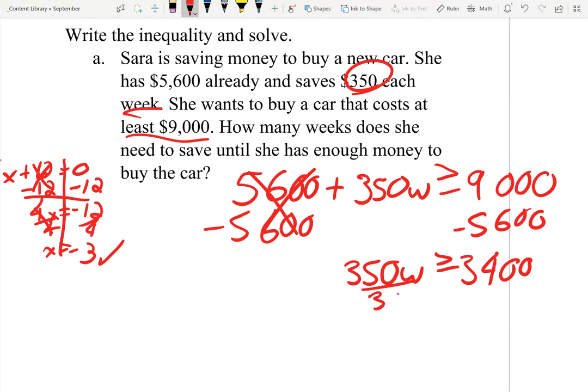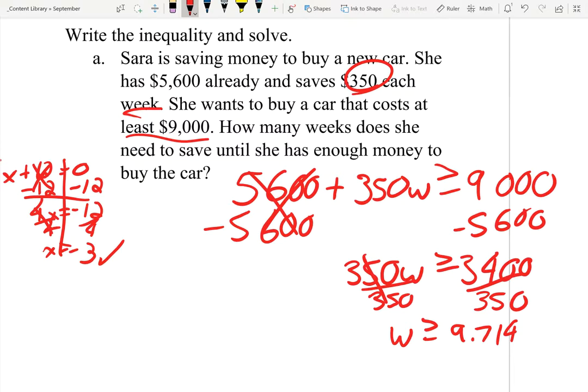If I divide by 350, W is going to be greater than or equal to, let me get my calculator real quick. 3,400 divided by 350 is 9.714. W is greater than or equal to 9.714. But here's the thing.